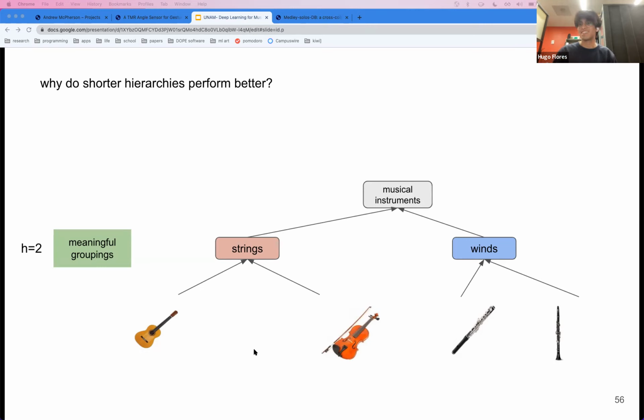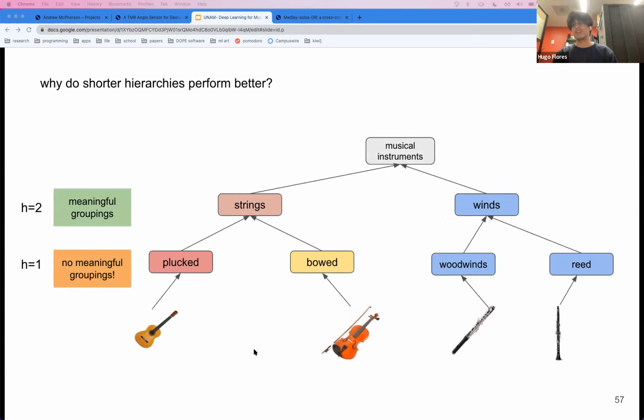So you have two options. You cut the tree to a few number of levels if you only have a couple of examples, if you only have a couple of instruments. But another option would just be to increase the number of instruments that you include during training, which is something that we could explore in future work. Which is, now that you have more instruments at the bottom level, you have meaningful groupings.